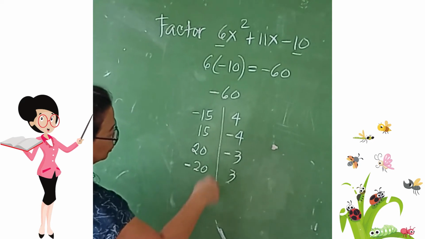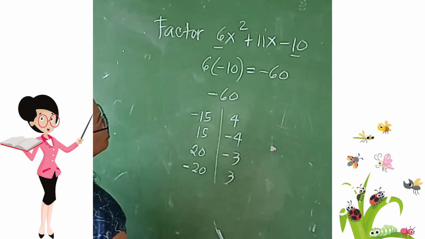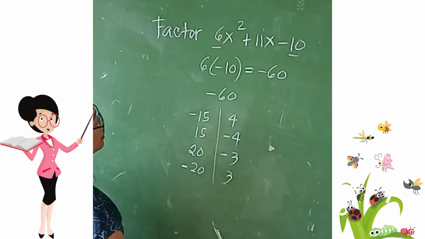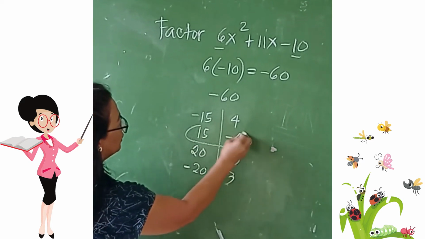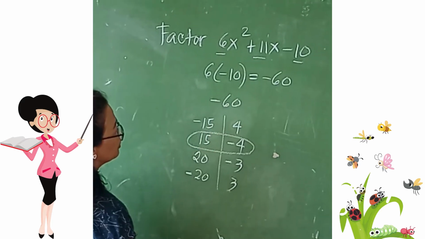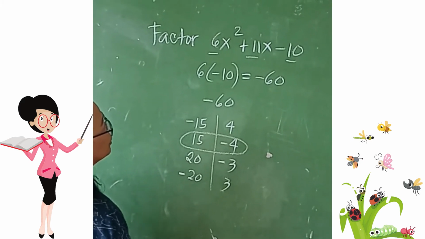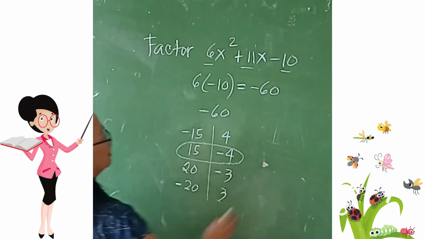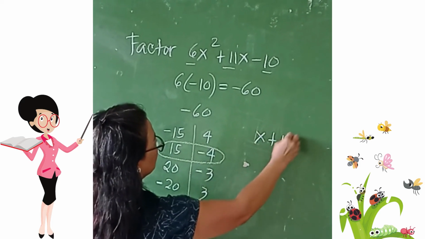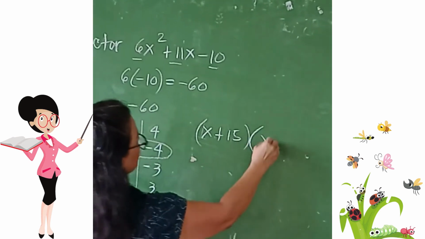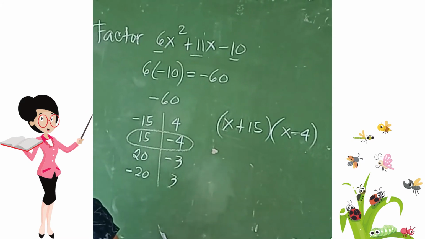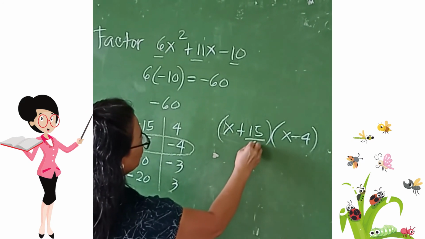From here, you don't need to go down to the rest of the factors because you can right away determine that the factors you need are 15 and negative 4, because the sum of 15 and negative 4 is positive 11. So you make use of 15 and negative 4 as the factors of your negative 60. Then you copy x plus 15 times x minus 4. And since we have 6 in your leading coefficient, you divide both your numbers by 6.